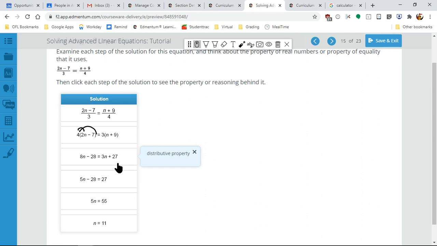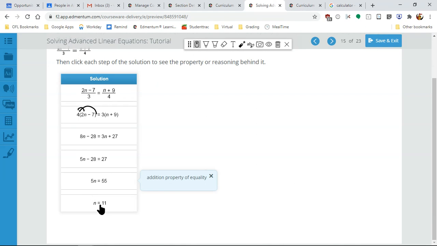From here, oh, this is just literally distributing. From here, I want to put all of my like terms together. So I'm going to subtract that 3n. At this point, I want to add this 28 to both sides. So that's going to be additive property. And then I'm going to divide to sum it all up.